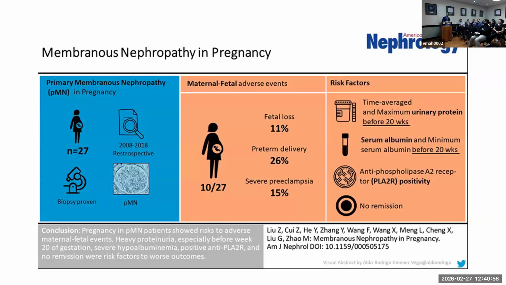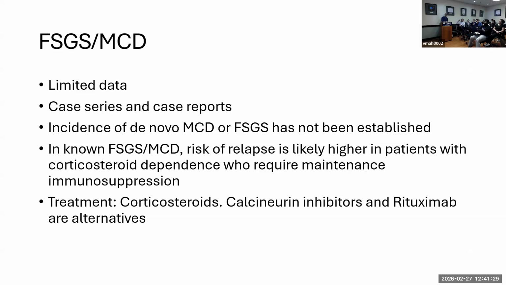This was a paper which looked at primary membranous nephropathy in pregnancy. They looked at 27 pregnancies, all biopsy-proven primary membranous nephropathy. They found a fetal loss rate of 11%, preterm delivery 26%, and severe preeclampsia 15%. They found that serum albumin less than 2.5 before 20 weeks of gestation, as well as increased proteinuria and PLA2R positivity, were all risk factors for negative outcomes.